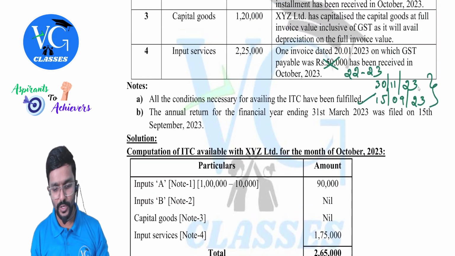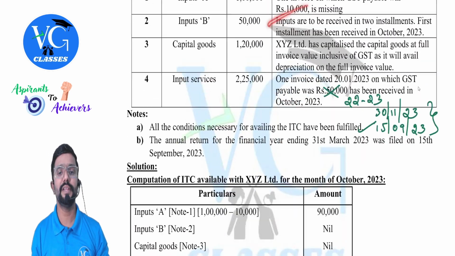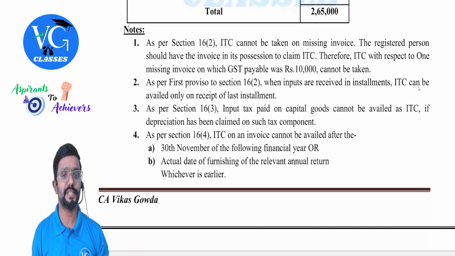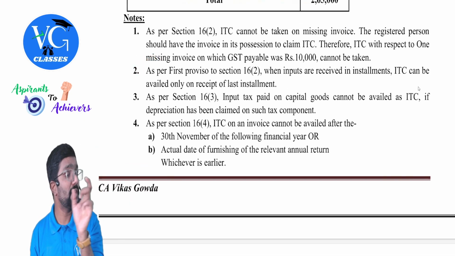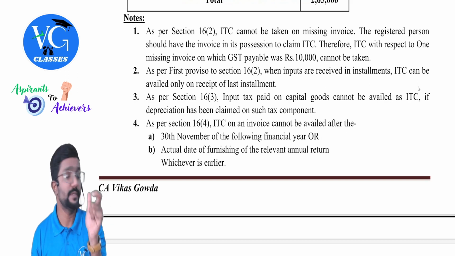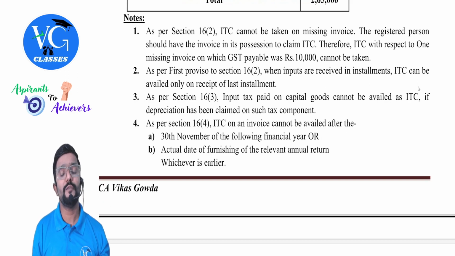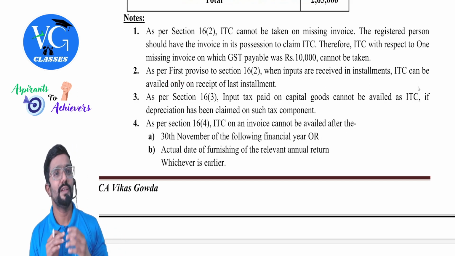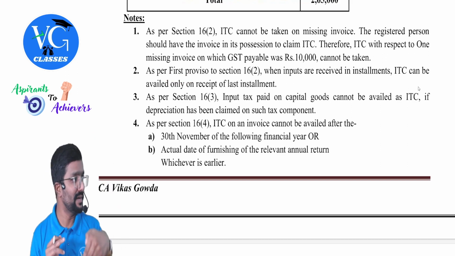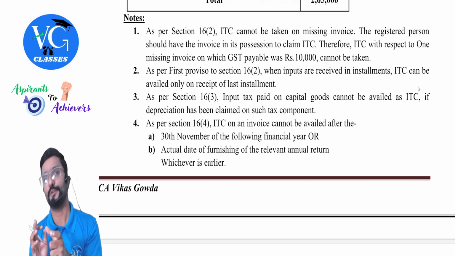Okay. Input B. What was the story for input B? Sir, it is received in installment. Only first installment is received. So, as per provision. Please be careful. It starts with the word provided. As per first proviso to section 16 subsection 2. Sir, is it mandatory to write as per first proviso, second proviso and all? If you don't remember exactly which number it is, you can at least write as per provision.